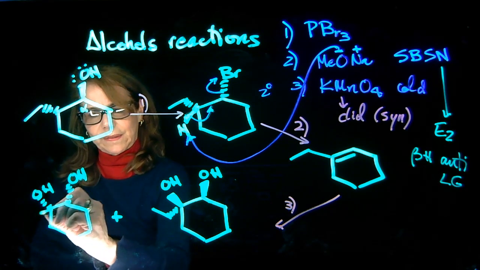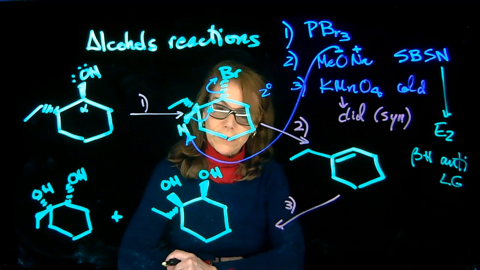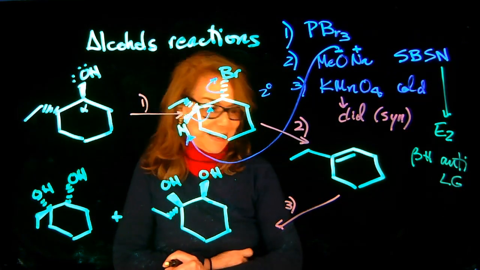And we see here that we have inversion of configuration at the two centers. So these two are a pair of enantiomers.